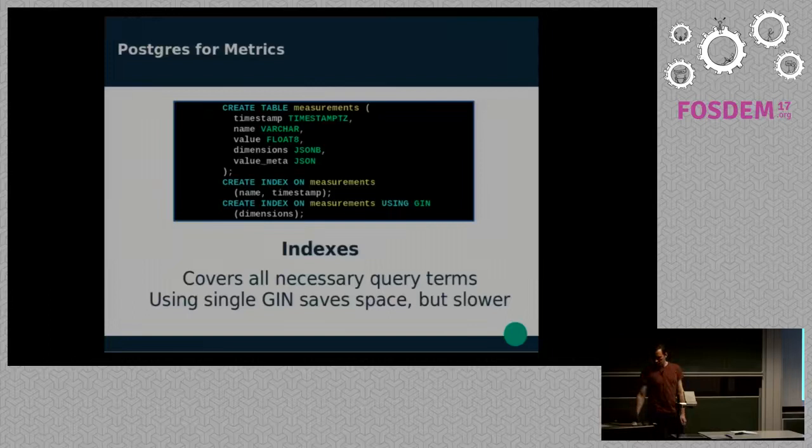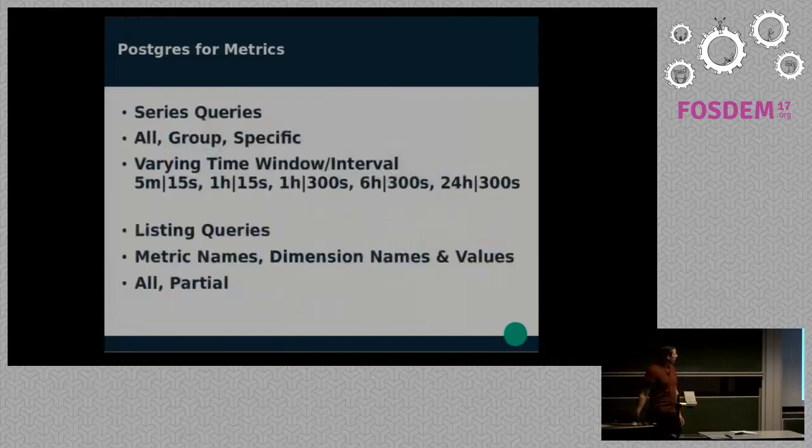There's a lot of information here, and I won't dwell on it too much, but the queries I decided to look at for performance were some of the series queries of varying time window: over a small period of time, over an hour, over 6 hours, and over 24 hours. And then the listing queries as well.